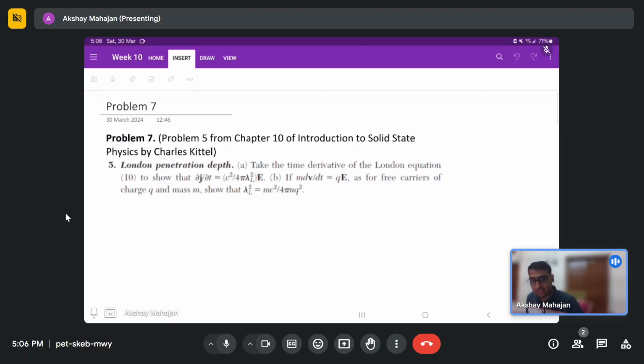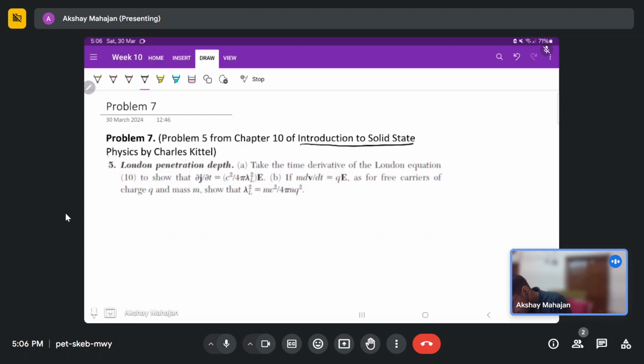So the next three problems that I have taken from this book. Earlier also we have done some problems from this book. The book is Introduction to Solid State Physics by Charles Kittel. Chapter 10 of this book is on superconductivity, so you can check it out for reference. The next three problems are from this chapter only.